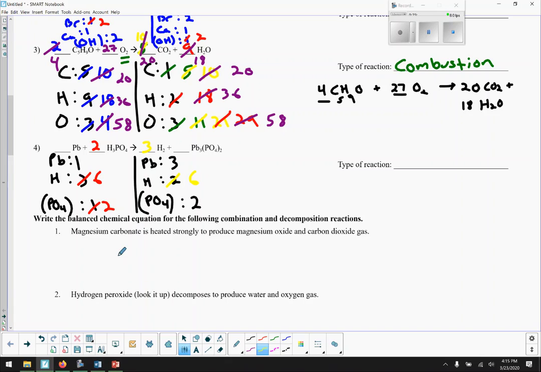And now all I have to do is sort my leads. And as you can see, lead is by itself. So I can put a 3 there, get 3. I have 3 leads, 6 hydrogens, and 2 hydroxides on each side. If you want, you can put the 1 here, or you can leave it blank. And this is a single replacement reaction.